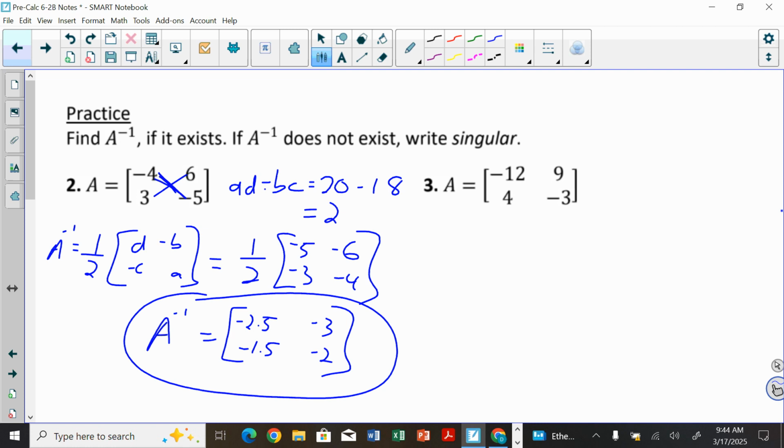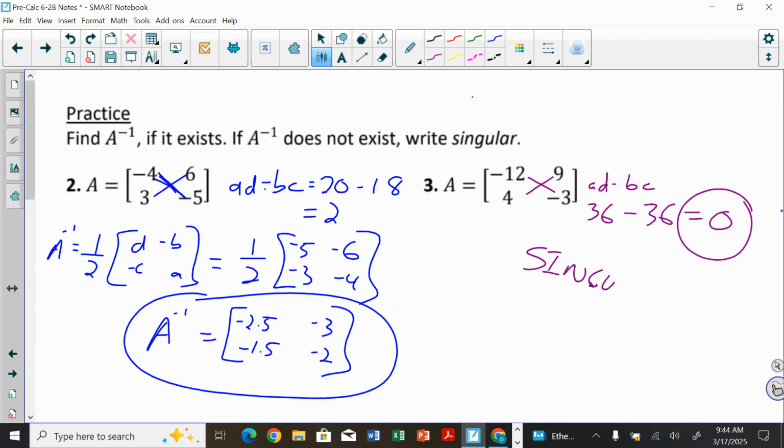Okay, how about this one here? So again, first thing I'm going to do is look at my determinant, AD minus BC. So I've got -12 times -3 is +36, minus 9 times 4, which is 36, which equals 0. So I know right away that it doesn't have an inverse, it is singular.